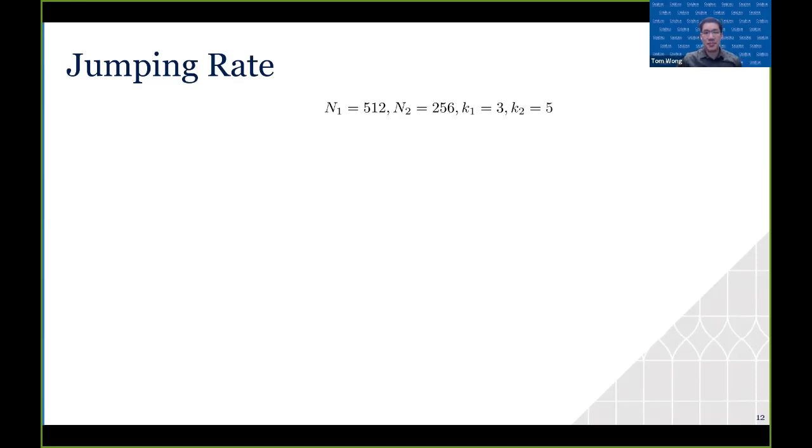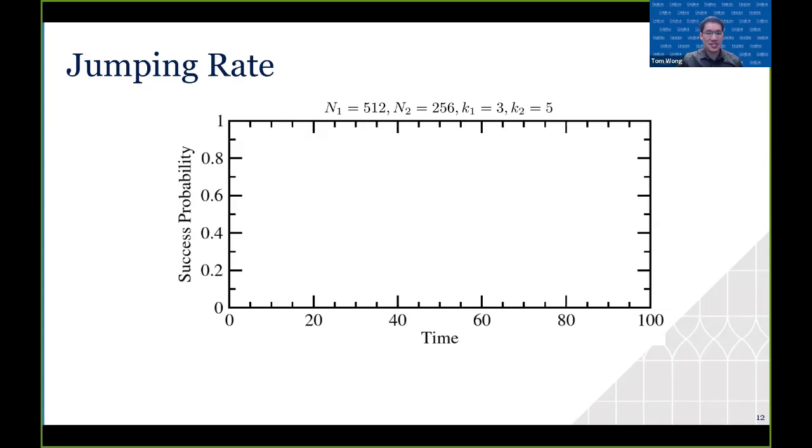So let's say we search on the complete bipartite graph where we have 512 vertices on the left set, 256 vertices on the right set. In the left set, 3 of them are marked, and in the right set, 5 of them are marked. And we're going to look at how the success probability evolves as a function of time for different values of the jumping rate gamma. And so when gamma is, say, 1,000ths, what happens is that your success probability starts off small from that initial state. And you can see that it grows just a tiny bit, but it stays pretty small the entire time that you run this algorithm.